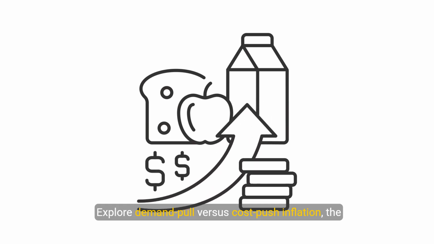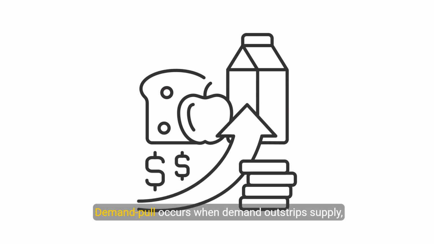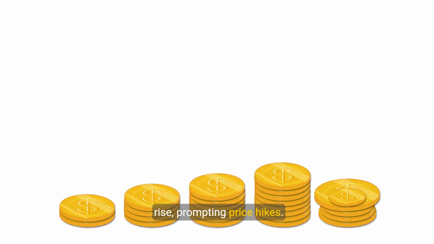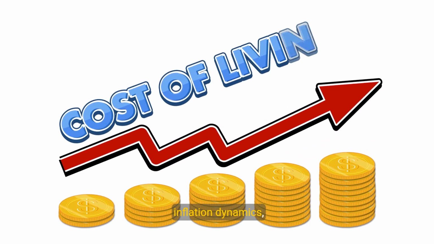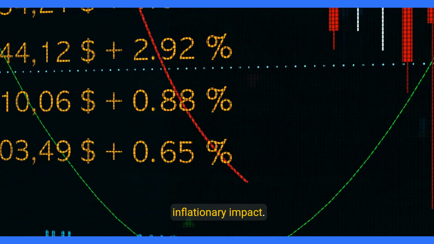Explore demand pull versus cost push inflation, the two main types. Demand pull occurs when demand outstrips supply, raising prices. In contrast, cost push arises when production costs rise, prompting price hikes. Understanding these forces lends insight into inflation dynamics, contextualizing broader economic trends and their inflationary impact.